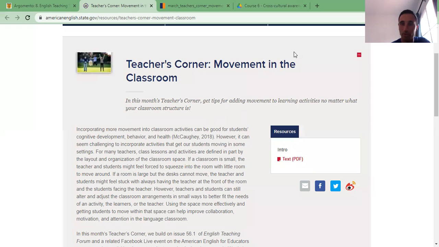So to introduce the topic, the article presents some of the benefits of movement in the classroom, such as cognitive development, behavior, and health. And also the article suggests to arrange the classroom so that different activities can take place by moving around, and the students can use the space more effectively to get more engaged in the learning.